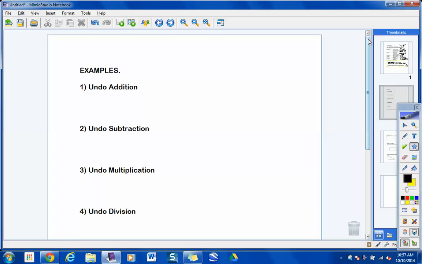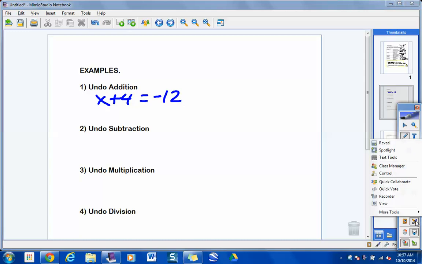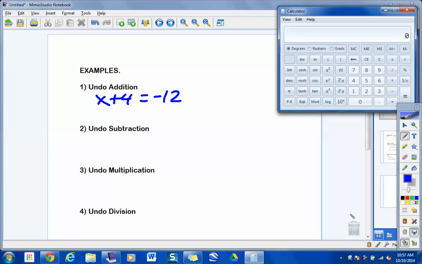All right, kiddos, here we go. Second page. An example right here. How do you undo addition? Subtract. So here's the situation. We undo addition by subtraction. Suppose I've got an equation like x plus 4 equals negative 12. Our job here is to isolate x, figure out what it's equal to. Take a look at the x. What are you doing to x? Adding a 4, right?